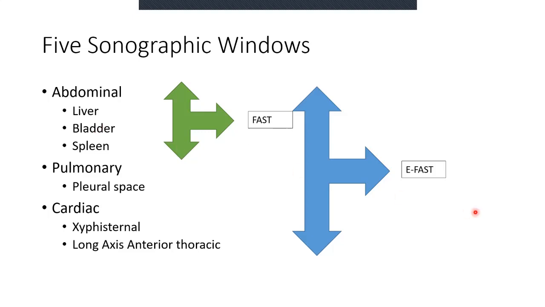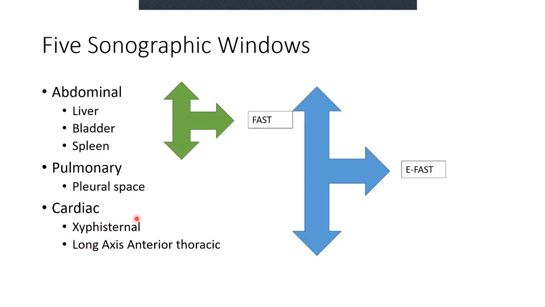Then came the extended part. The extended part included the pulmonary, basically the pleural space. So the pleural space was being looked at in order to determine: is there a pneumothorax, is there a hemothorax, or a fluid collection? And currently that's the scope of EFAST, okay? And then, of course, later on, we went to the cardiac views.